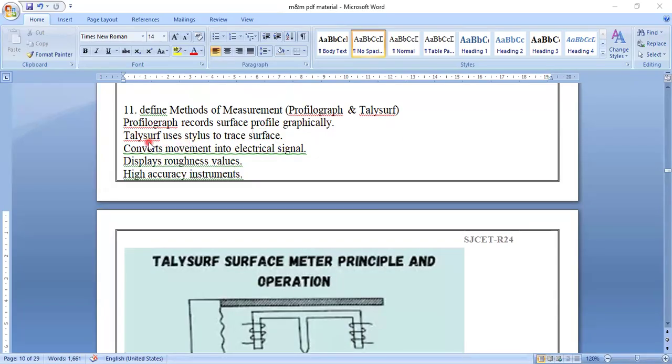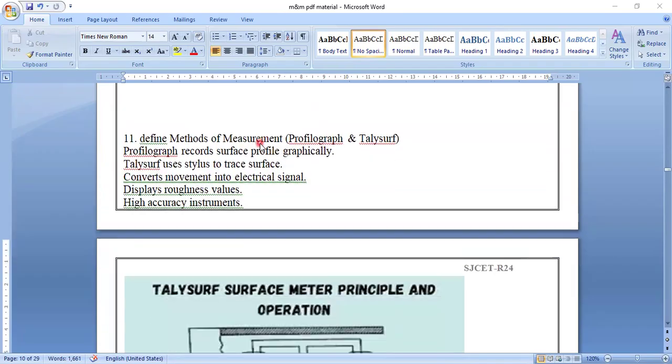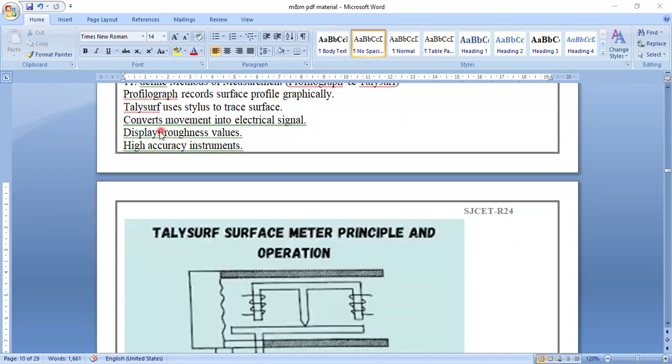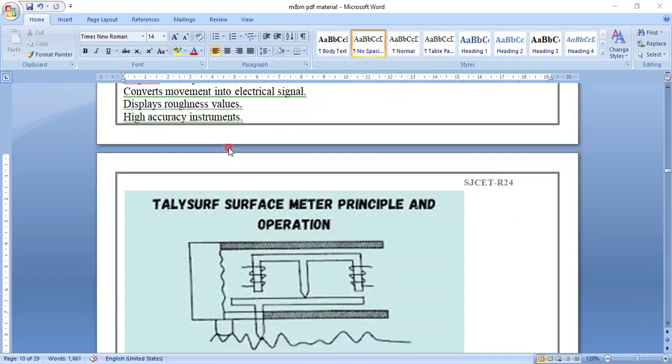So, Talysurf uses a stylus to trace the surface. So, some sharp material is used, like a pen. They are both converting the movement into an electrical signal. Very, very important: the readings are given in the form of electrical readings. Also, they display the roughness values. They are high accuracy instruments. These are highly accurate in measuring the roughness.